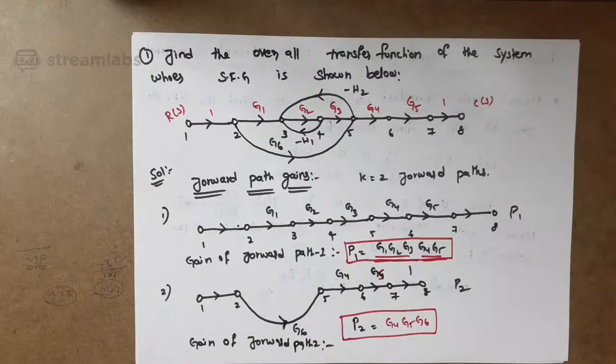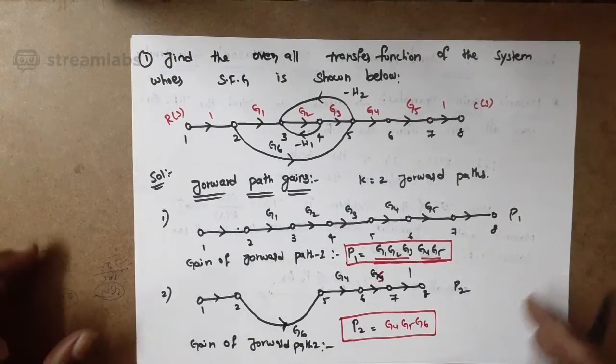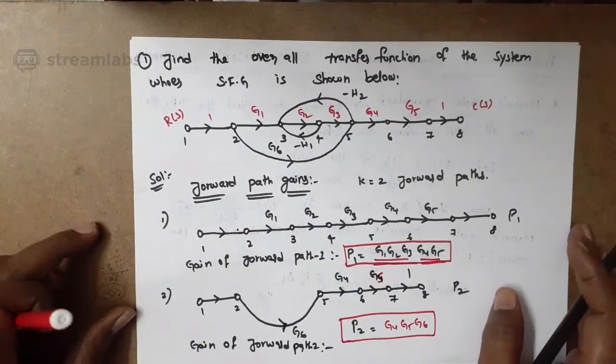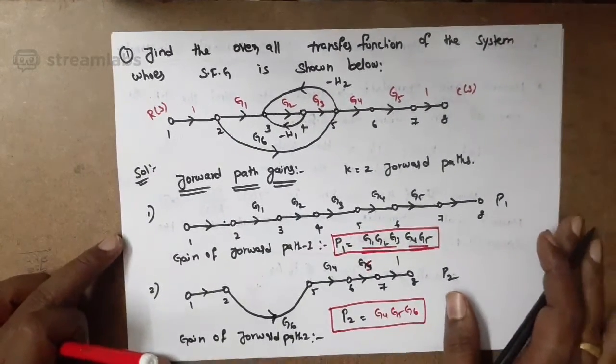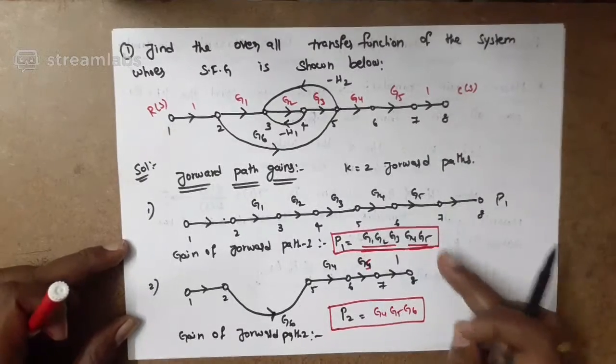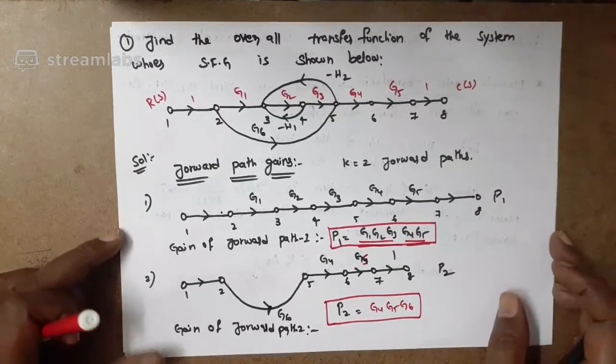Okay, so we have 2 forward path gains, those are P1, P2.